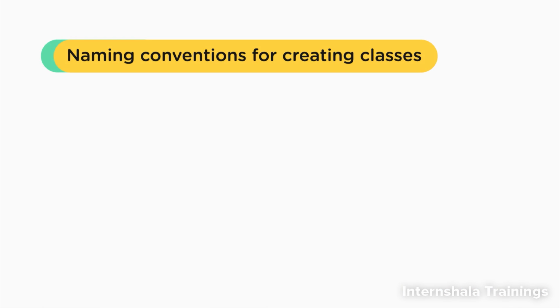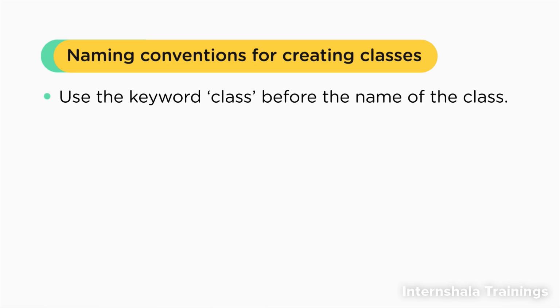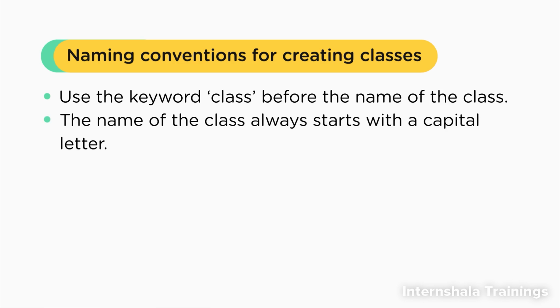Now before we open our IDE and create classes and objects, let's look at some conventions that are used to create classes. So we create a class by using the keyword class before the name of the class. This is similar to how we create functions by using the keyword fun before the name of the function. Next, the name of the class starts with a capital letter. This is opposite to creating functions and variables, since function and variable names start with a small letter.